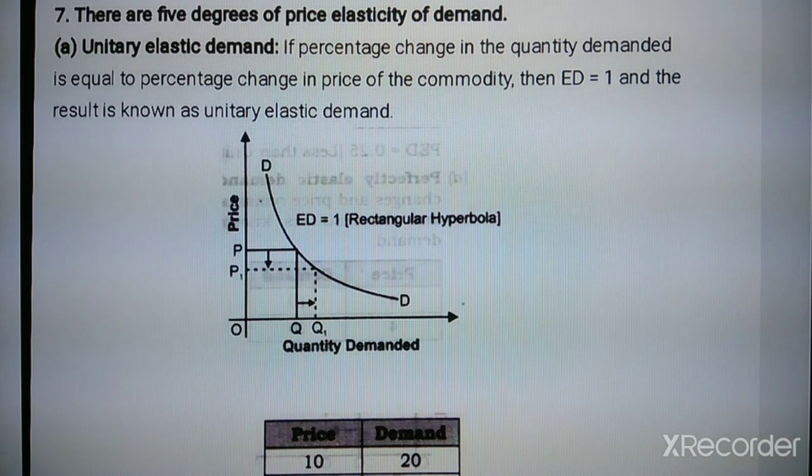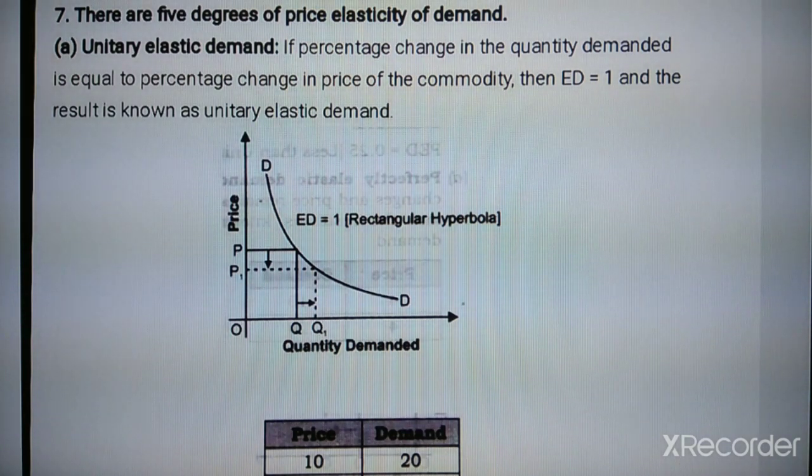Now we will study the different degrees of price elasticity of demand. There are five degrees: first, unitary elastic demand; second, perfectly elastic demand; perfectly inelastic demand; then elastic demand; and then inelastic demand. We'll study all these one by one.